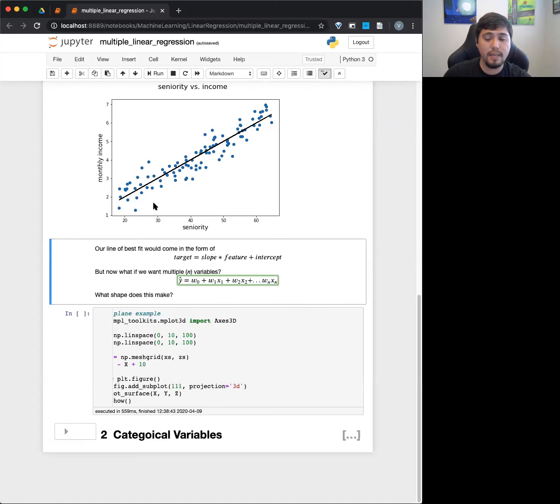And so that would be a coefficient of 20. Basically saying, for every 1 year of seniority, you go up by $20, or 20 units in the target. And that's essentially how you'd interpret this.